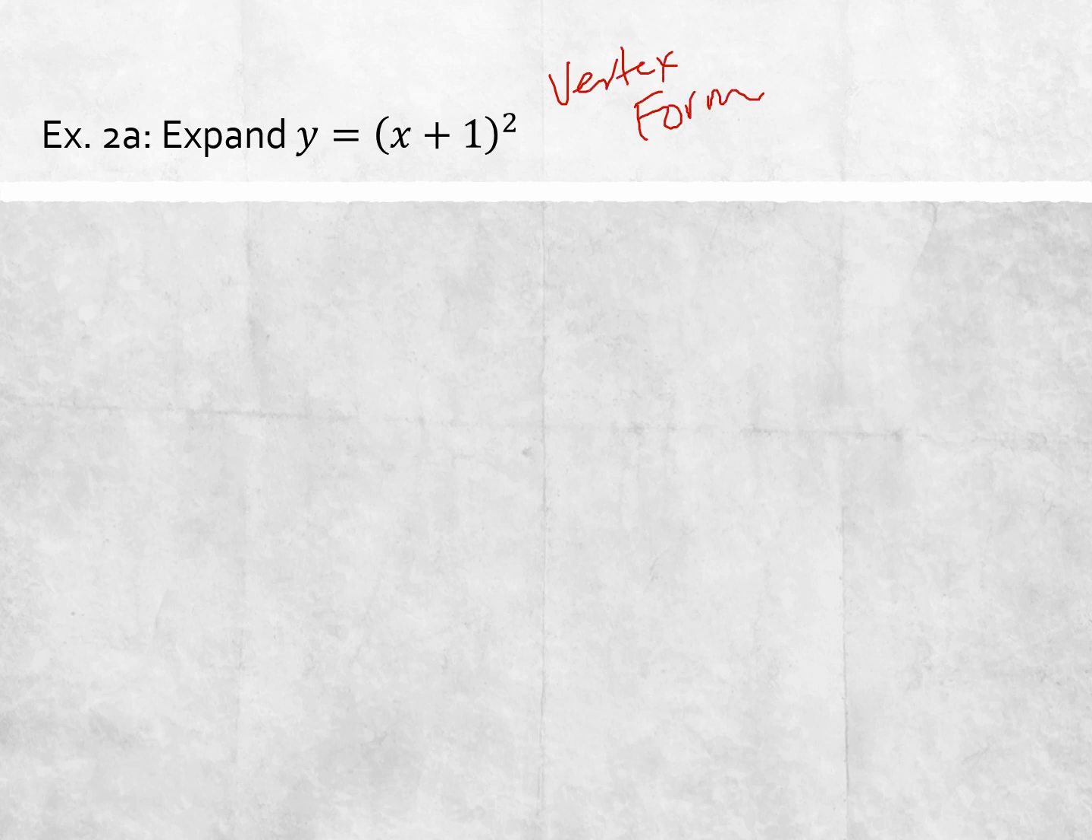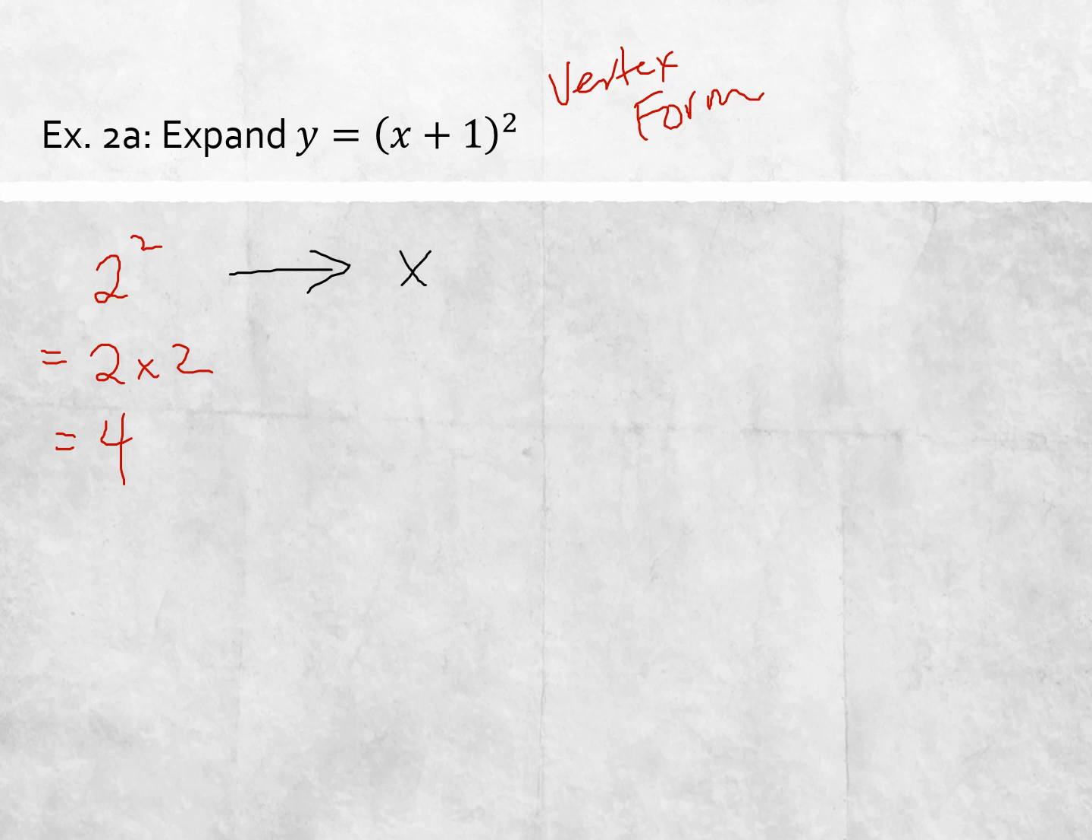Now we don't have the k value. That's okay. We know from last week the k value is just 0 in this case. And when you square something, so let's say we had 2 squared, really that's the same thing as writing 2 times 2, which we know is 4. We're going to build off that principle to expand that.